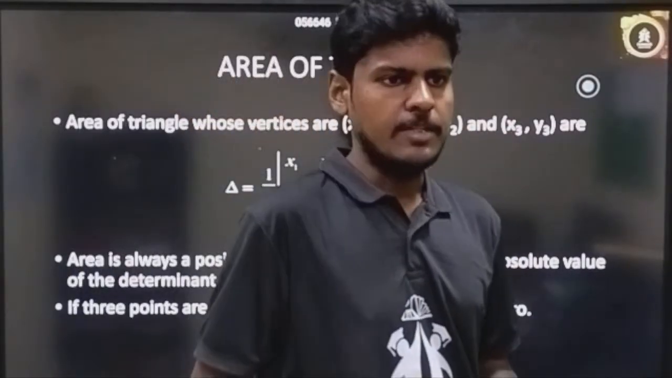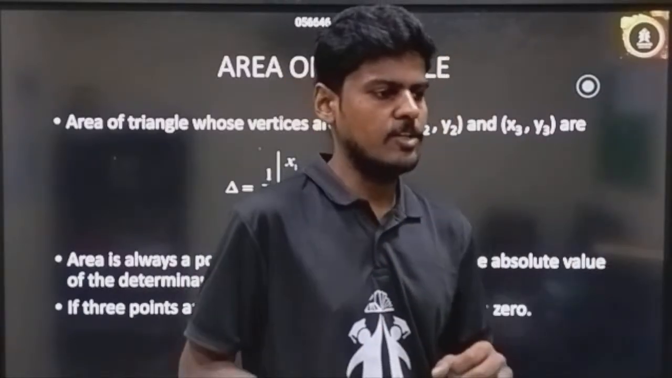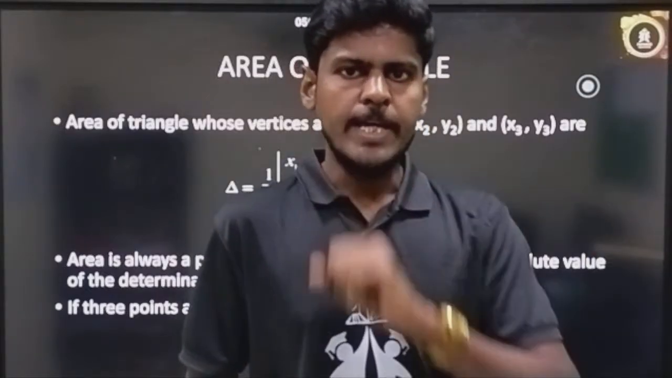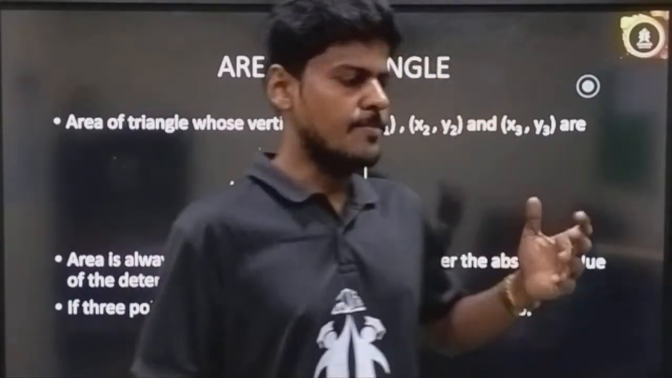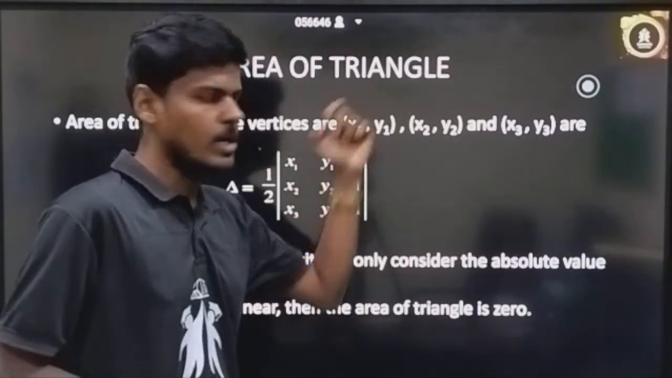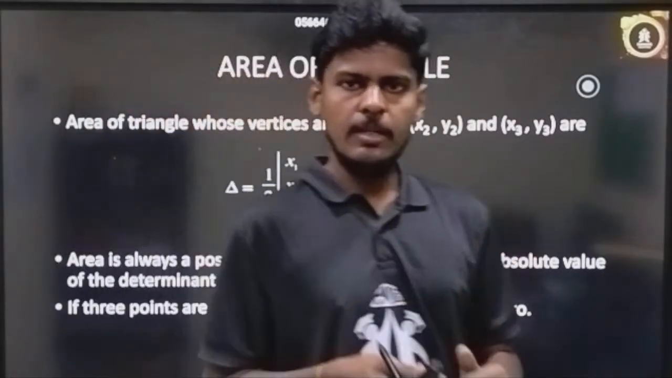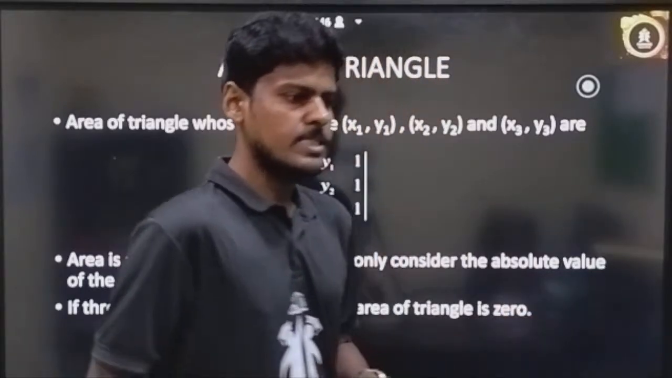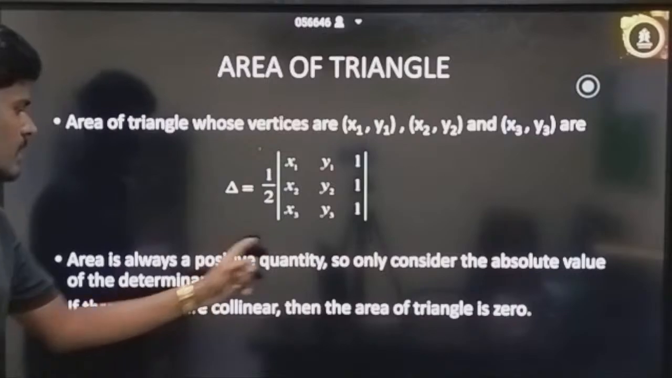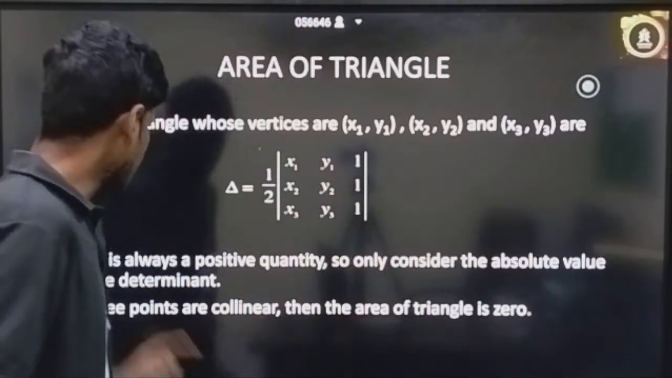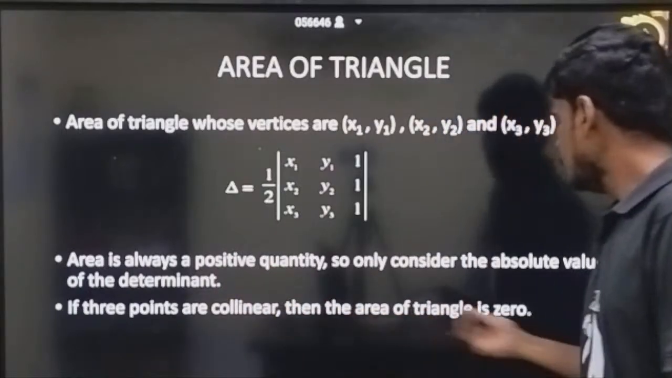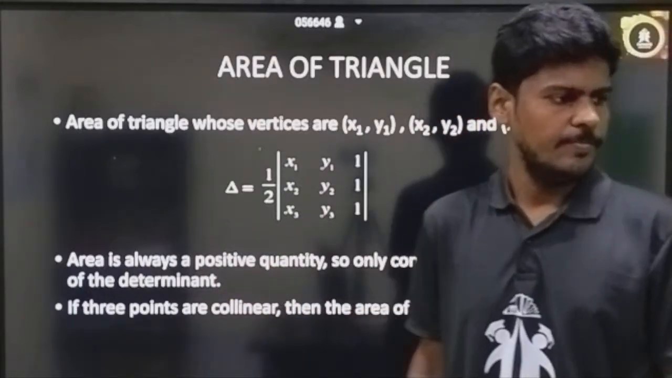That is another application. If area of triangle is 0, it means points are collinear. Or sometimes in the question they may give that 3 points are collinear, then find some value or coordinate of some vertex, say x1 or y1. Questions can be asked in any way, but the formula is the same. Now area is always a positive quantity, so we will consider the absolute value of the determinant. Next, if 3 points are collinear, then the area of triangle is 0.